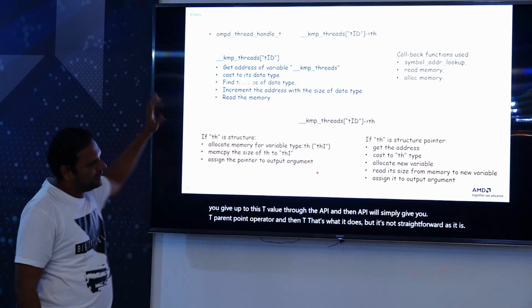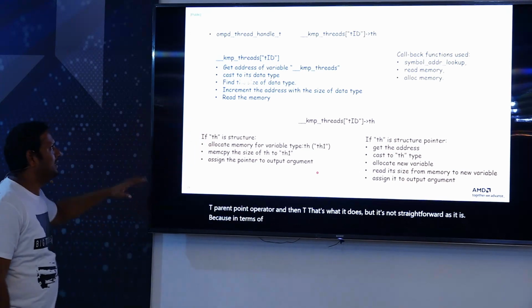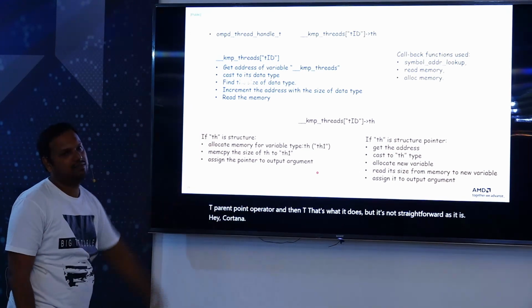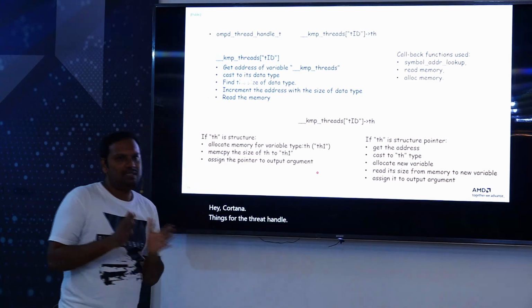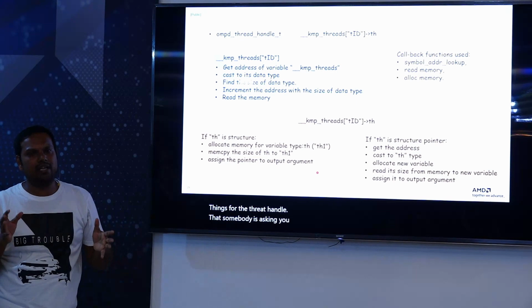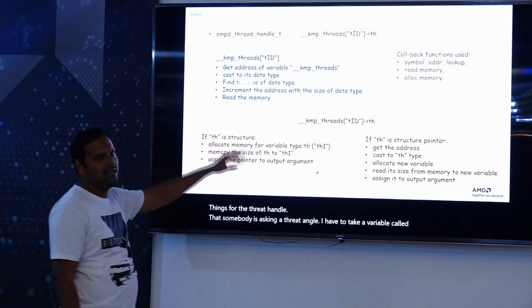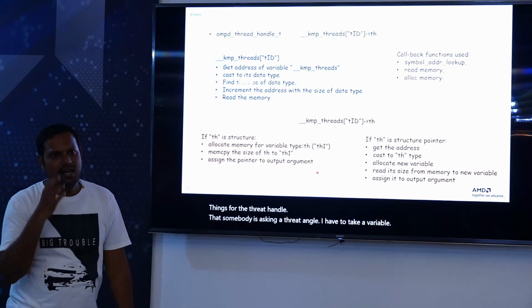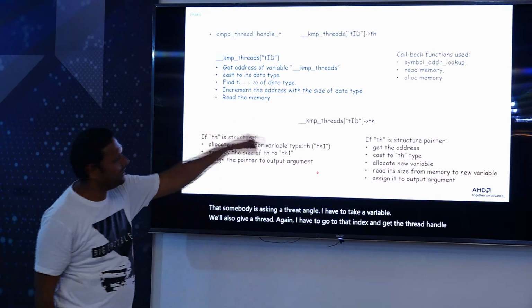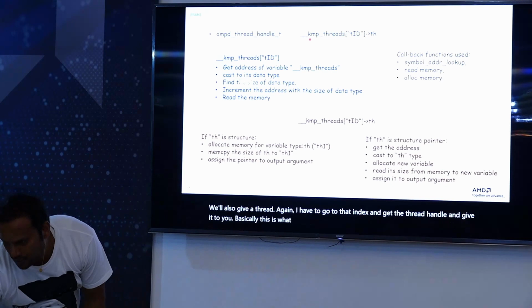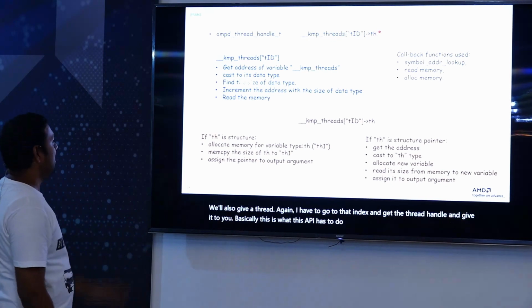Because of how the API is implemented, take for example the case of the thread handle. The API knows that when somebody is asking for a thread handle, I have to take a variable called KMP threads, right? And then they'll also give a thread ID. I have to go to that index, get the thread handle, and give it to you. Basically, this is what this API has to do, right? But it is not simple.